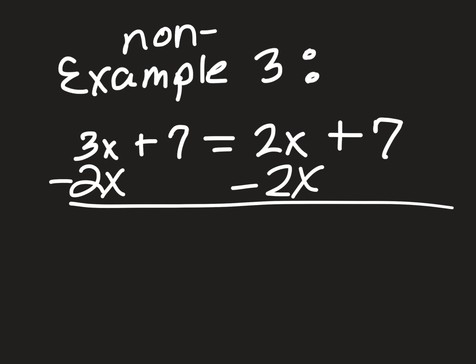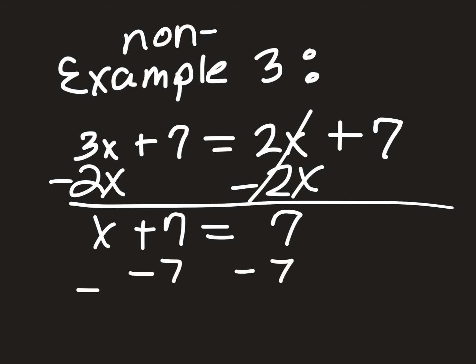So what if I have 3 x's and I take away 2 of them? What have I got left? I got an x, right? So x plus 7, that cancels, leaves me with a 7. Is my x isolated all the way yet? No, I still got to do minus 7. So x is equal to 0.